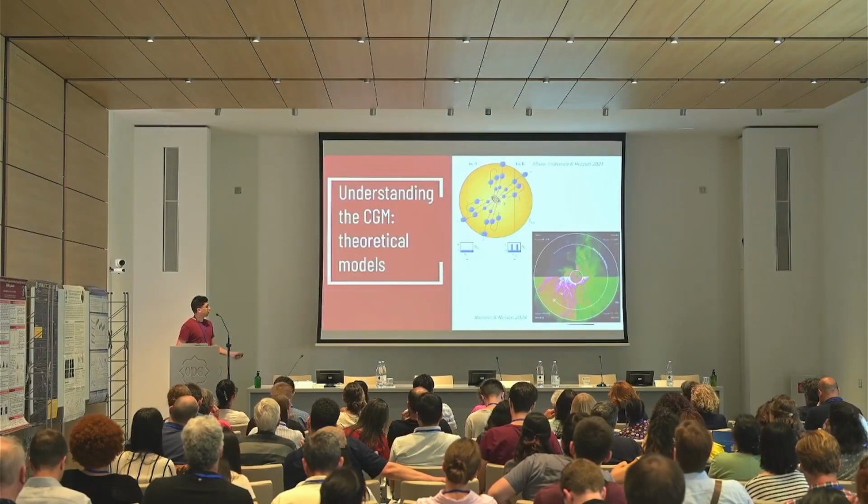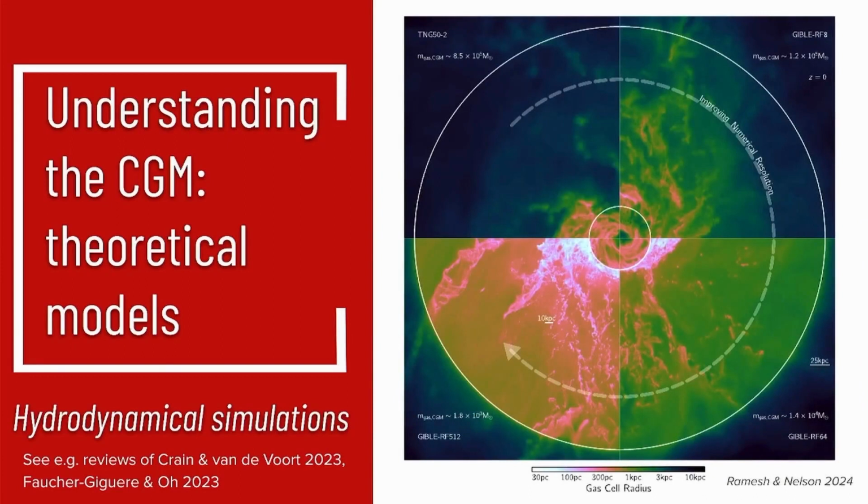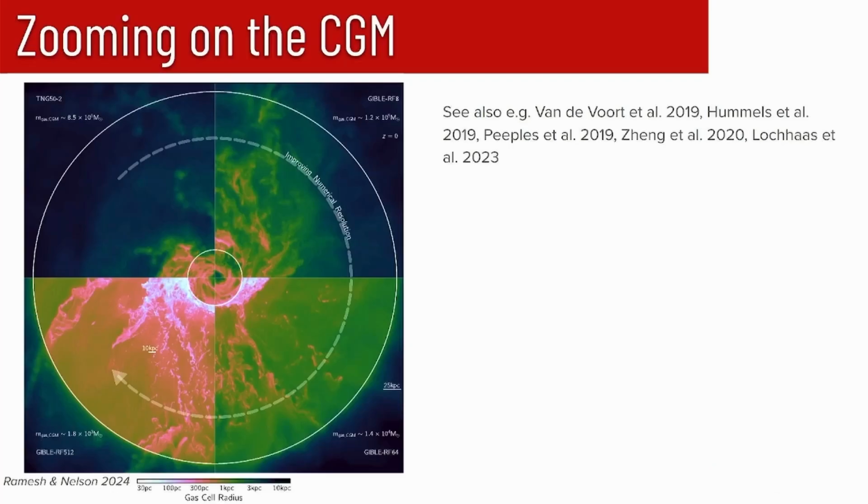Now, after having talked about this, I wanted to move to the second way in which we can study and understand the CGM, which is of course using hydrodynamical simulations. With this type of work, the keyword, I think, is resolution. There have been many works in the last year where you take halos from cosmological simulations and re-simulate them at a higher resolution, zooming in on the circumgalactic medium and on the galaxy itself.